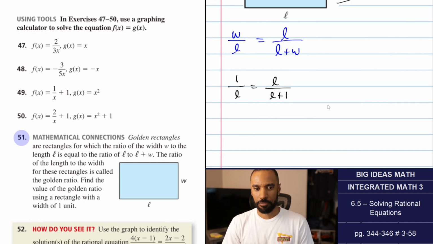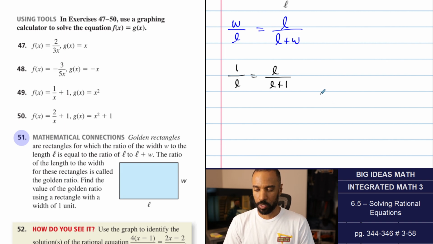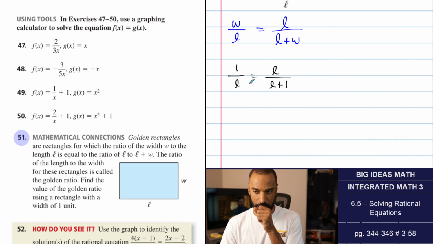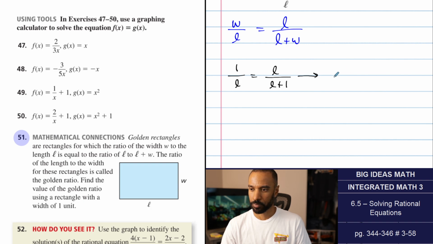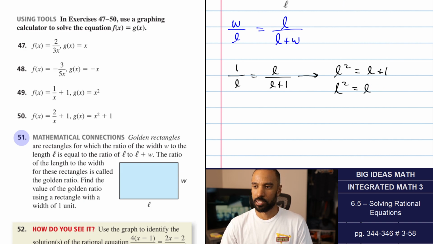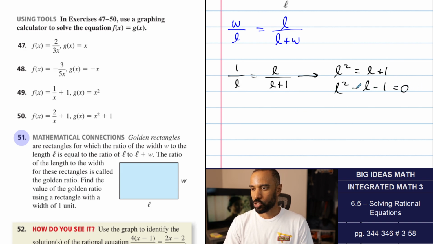Find the value of the ratio. So let's solve for L and then do things off of that. We can cross multiply. We get L squared equals L plus 1. We can subtract L and 1 to this side of the equation. And let's solve, that's not factorable. Let's solve using the quadratic formula.